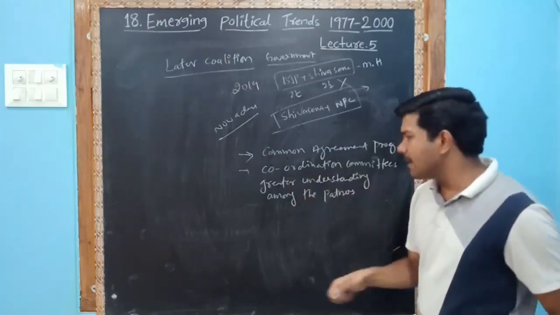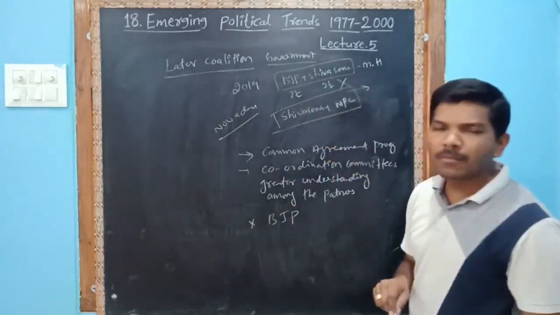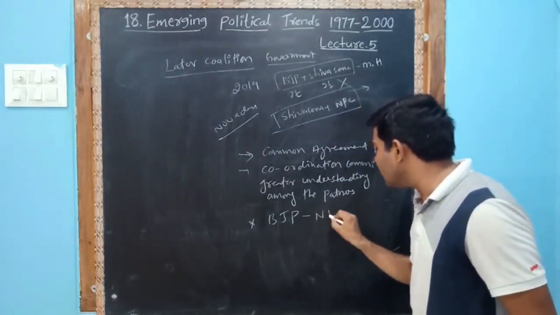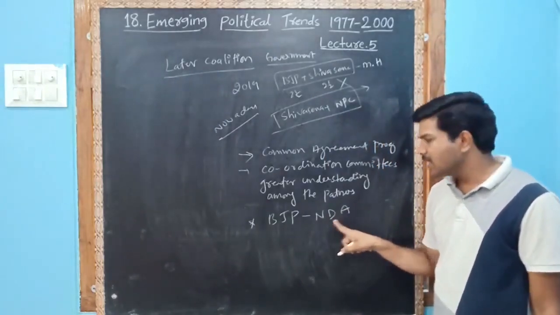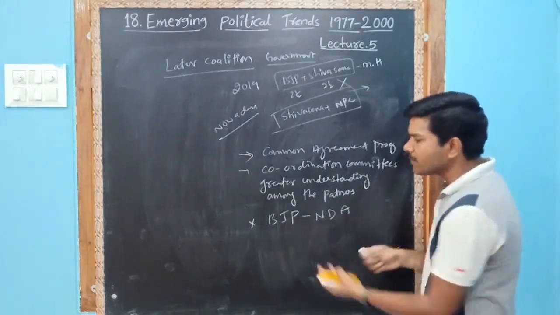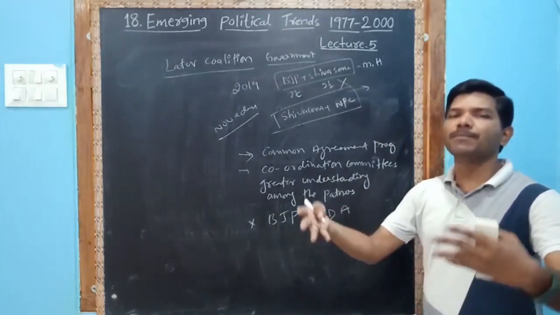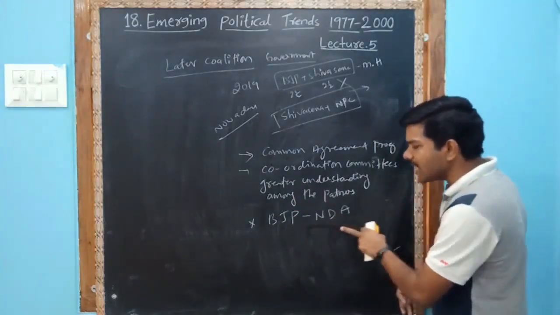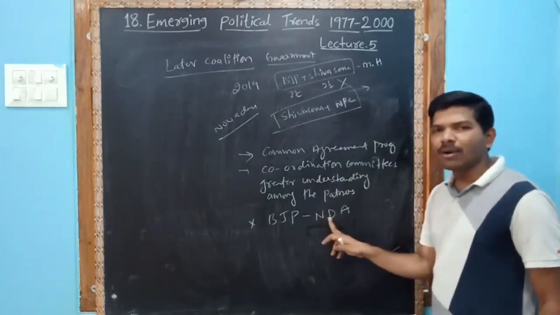Example, BJP and BJP's partners. Now the BJP government is what we call the NDA government. NDA means National Democratic Alliance. I repeat, the BJP government is also called the NDA government because it is the BJP party and other partner parties. The BJP party and its other friends formed the NDA, the National Democratic Alliance.